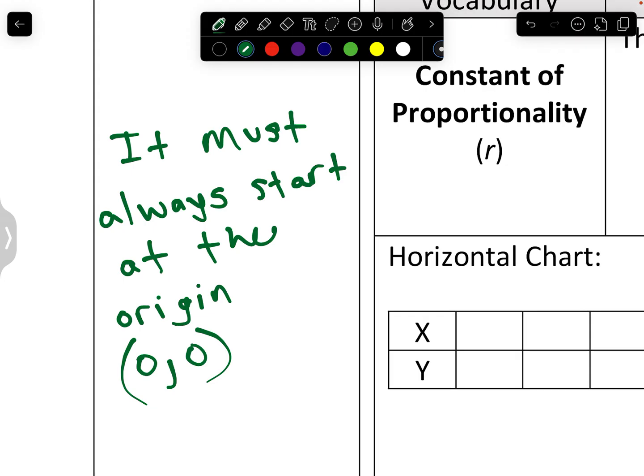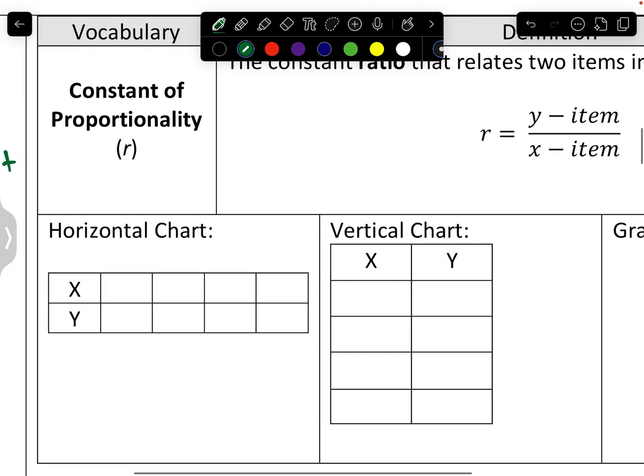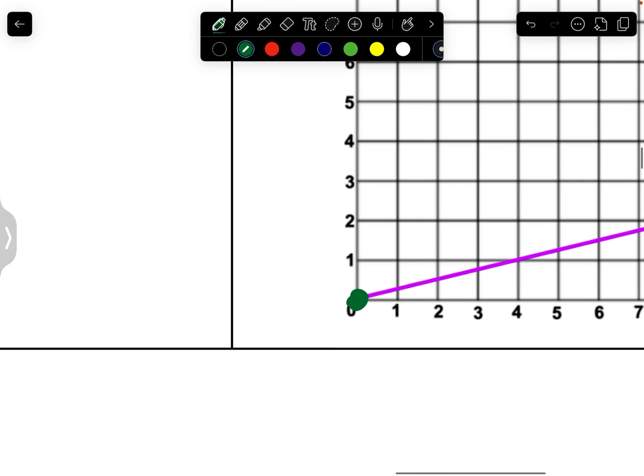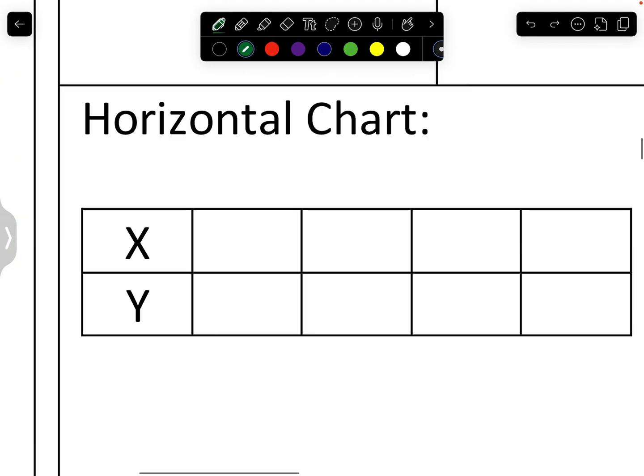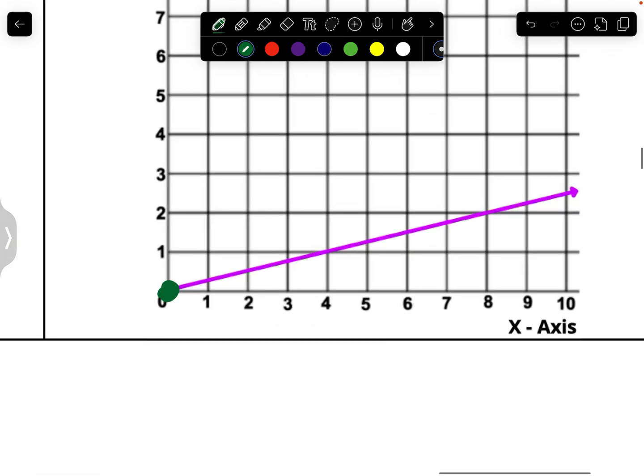Now, if you guys need a little extra time, just pause real quick or go back and fix that. But down here, it starts at 0, 0. It's always going to start in this corner. If it does not, then this is not a constant of proportionality here. Okay? So, your first number is 0 and 0. If we keep going, though, it ends up right there.